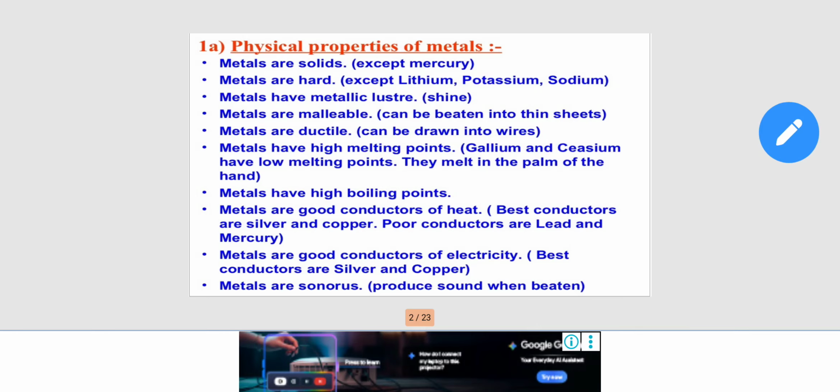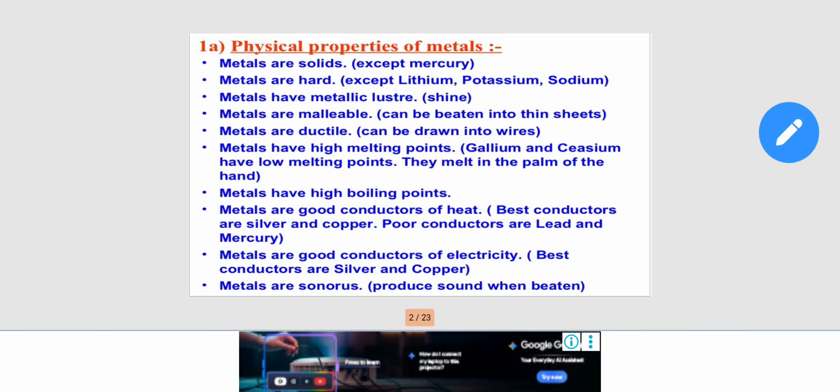Metals have a high melting point, but gallium and caesium have a low melting point. They melt in the palm of the hand. Okay, they absorb our body's heat and melt. Metals have high boiling points. Metals are good conductors of heat. The best conductors are silver and copper.